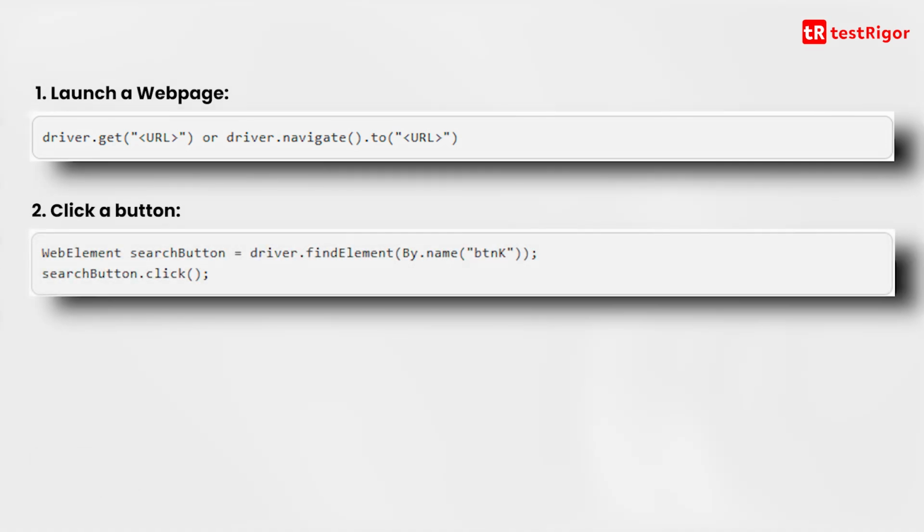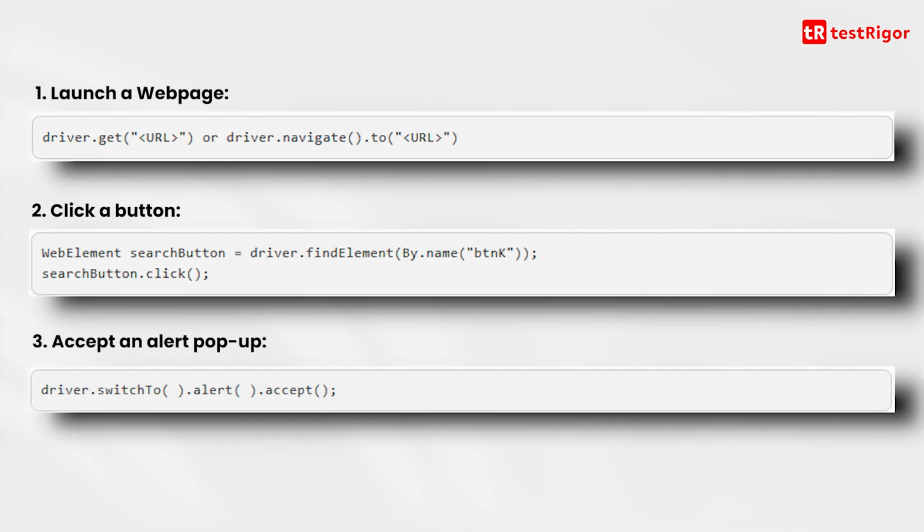Number 2, click a button. To click on a button, which is one of the most common UI interactions you'll automate, you need to find the button and then click on it. For this, use the web element class, which represents an individual HTML element on a web page. Think of it as a digital representation of an element like a button, text box, link, or any other interactive component. Number 3, accept an alert pop-up.